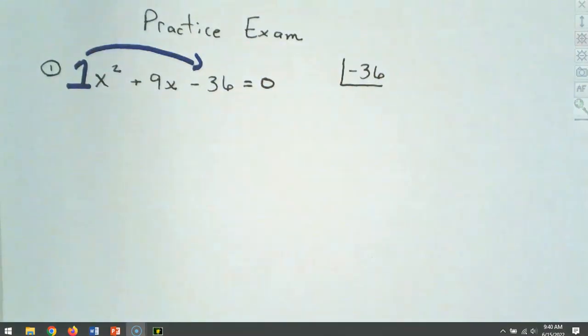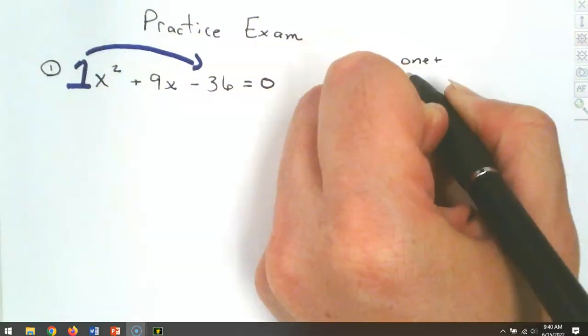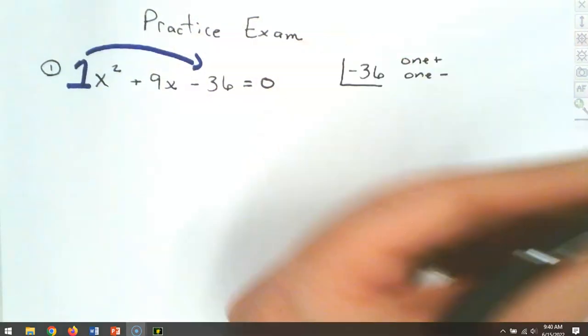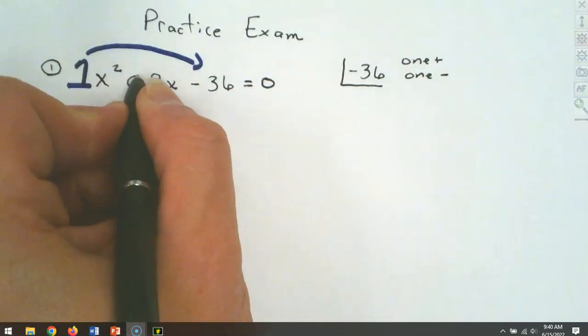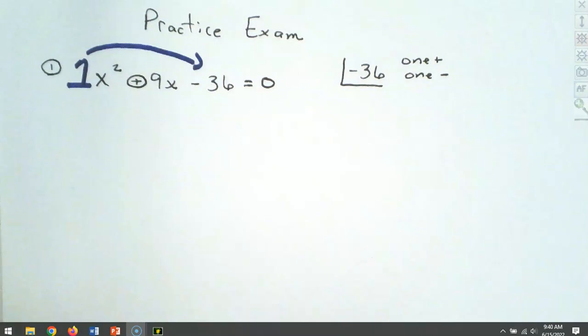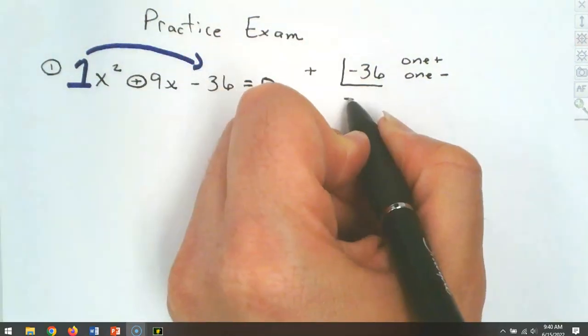Now let's remember about our signs. What do we know about the signs? How can we get a negative 36? The only way we can get that is one positive and one negative, because that's the only way you can get a negative number. And then we go to the middle, and we see that's a positive. So our larger number is positive, smaller number negative.